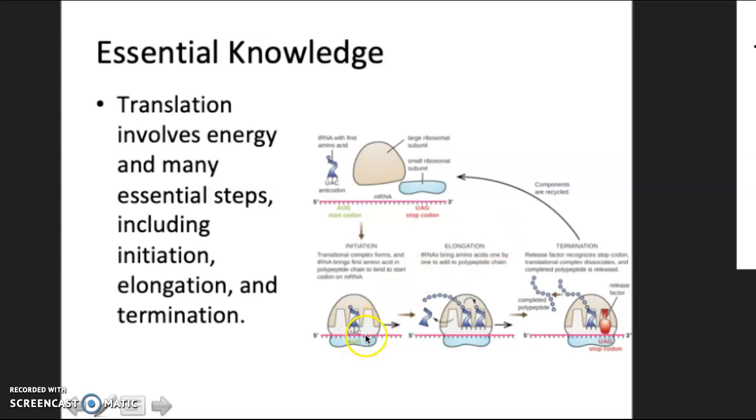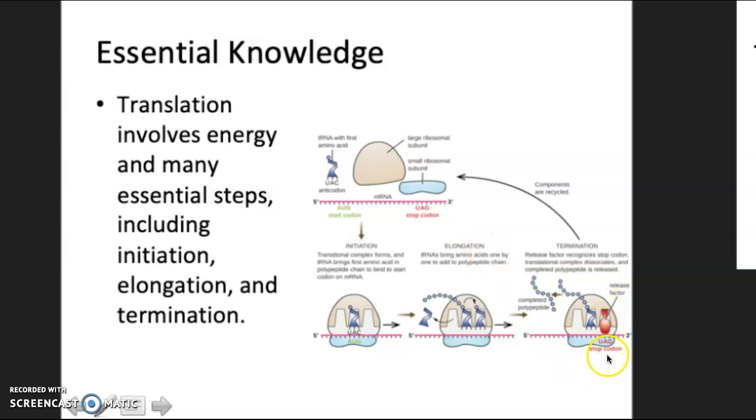Elongation deals with the 3 codons following the start codon. Another transfer RNA would bring its amino acid. They would move down the chain. This spot would open up again. The one in this spot would leave. Another one would come. It would start building this long polypeptide chain, and it would continue moving down the line, building this polypeptide chain as it goes. So that's elongation. And then finally, termination.